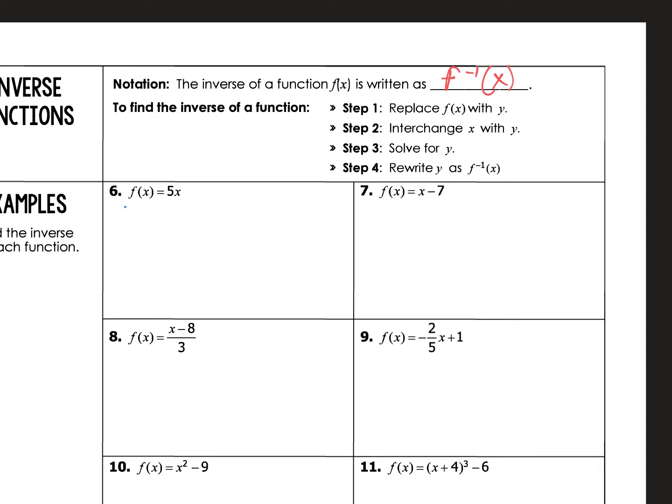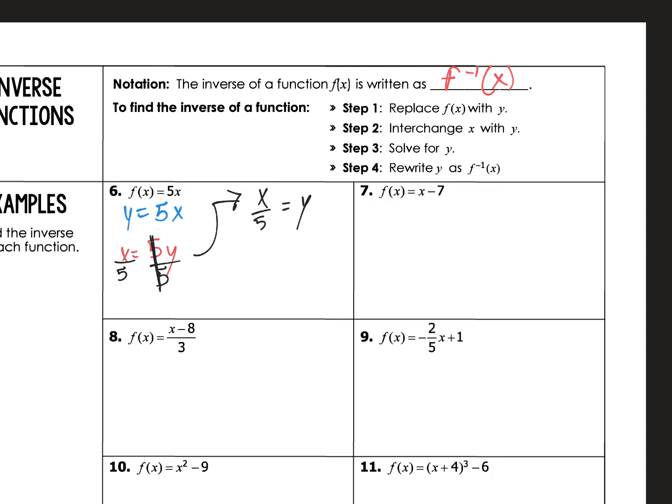So basically, rewrite it as y equals first. y equals 5x, and then we're going to switch x and y. So we're going to make this x equals 5y. Now, we get y by itself again. So again, we'll do all the little math, even though some of it may seem silly. Divide by 5, cancel these out, and I've got x divided by 5 is equal to y.